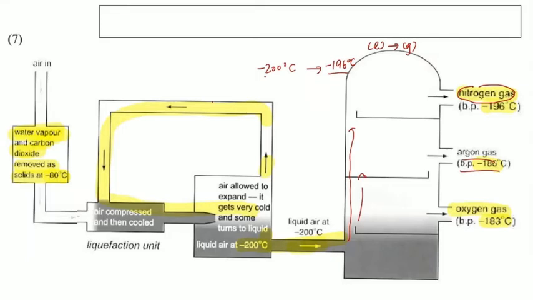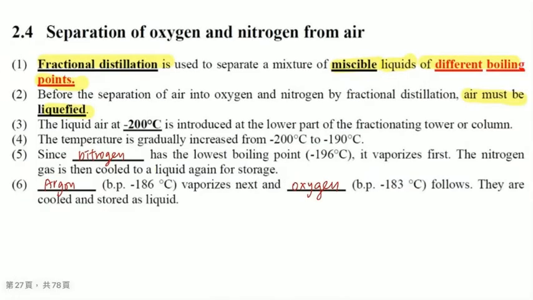So this is called fractional distillation. So fractional distillation is used to separate a mixture of miscible liquids. So at first they are miscible. Miscible means they can be mixed together uniformly. Mixed together uniformly. So it is miscible.